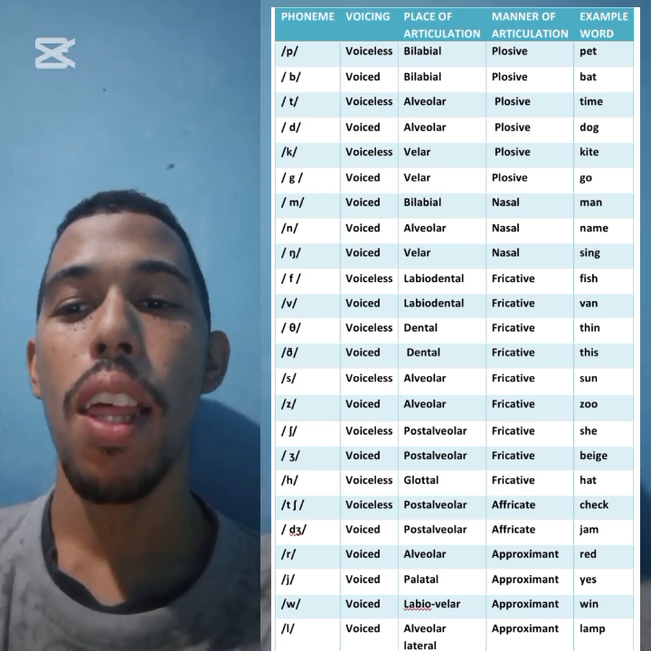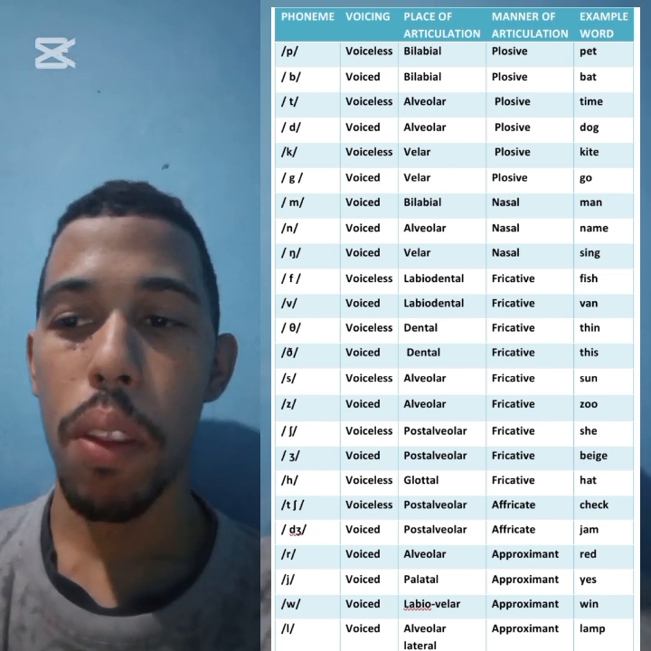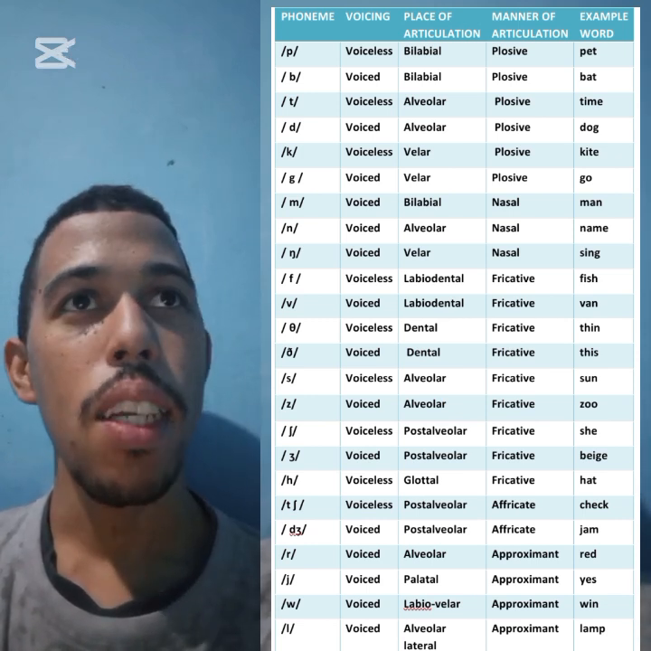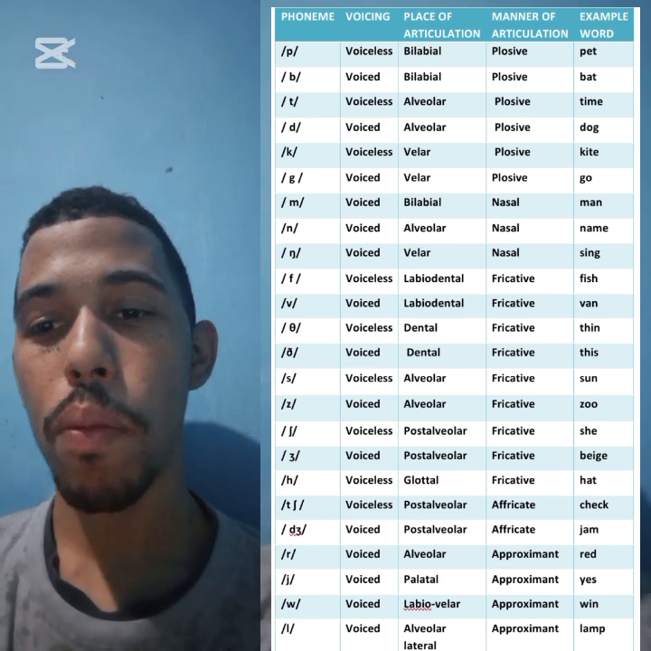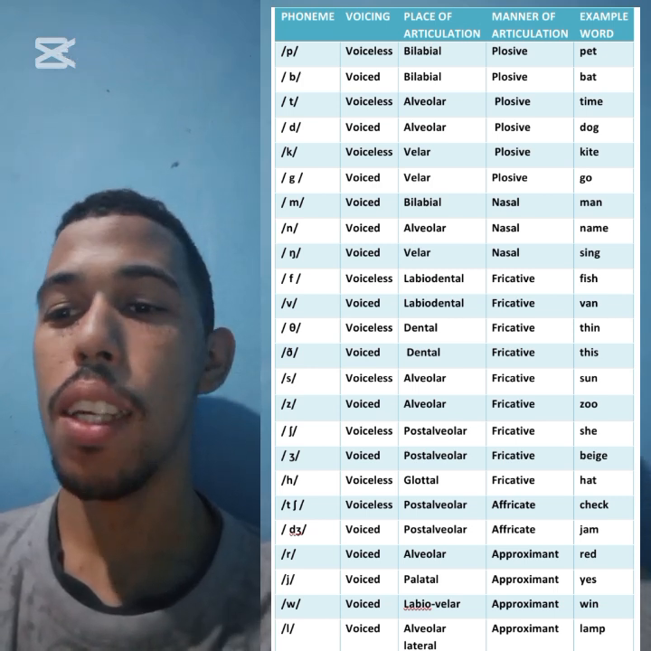For example, an example of a word with the theta sound is thin or thanks, and so on.